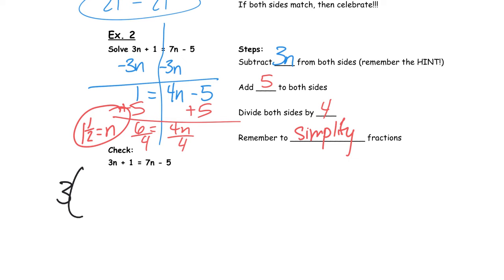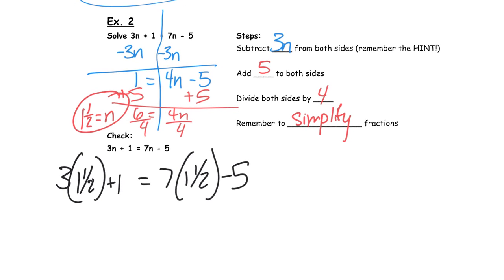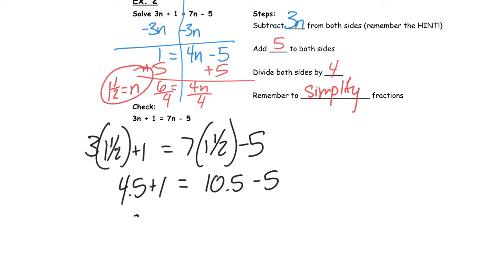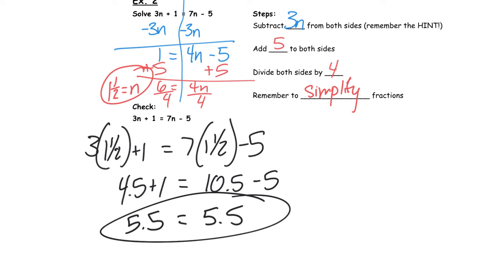So we have 3 times 1.5 plus 1 needs to equal 7 times 1.5 minus 5. So 3 times 1.5 should give me 4.5, then plus 1. 7 times 1.5 should give me 10.5 minus 5. Once I add those together, I get 5.5. 10.5 minus 5 is 5.5. So yes, I can get a fraction as an answer as long as when I check my work I get the same answer. So that's the front side.